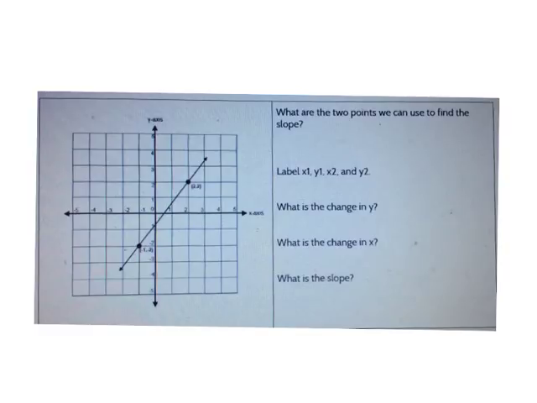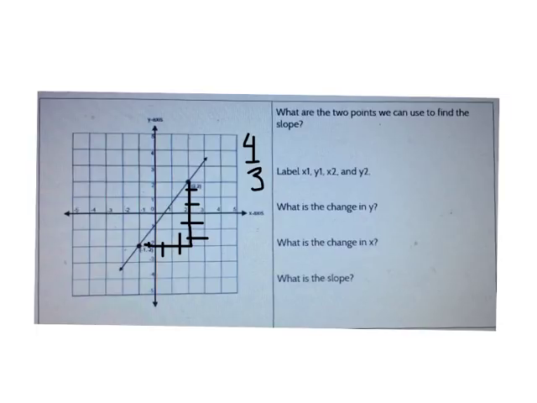Let's take a look at this graph. We know that we can find the slope by finding the vertical change and placing it over the horizontal change. So the slope of this line would be 1, 2, 3, 4 over 1, 2, 3. Let's think about how we could find that if we didn't have the picture of the line to look at.